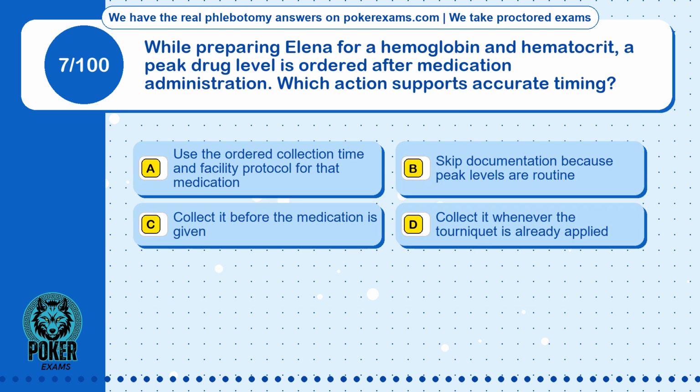Question 7. While preparing Elana for a hemoglobin and hematocrit, a peak drug level is ordered after medication administration. Which action supports accurate timing? Option A. Use the ordered collection time and facility protocol for that medication. Option B. Skip documentation because peak levels are routine. Option C. Collect it before the medication is given. Option D. Collect it whenever the tourniquet is already applied.